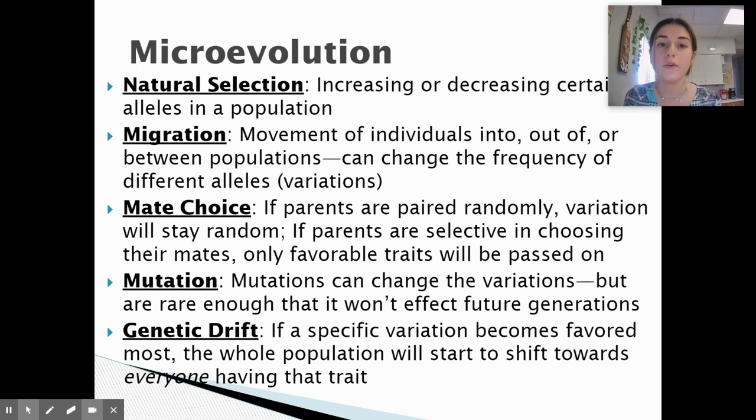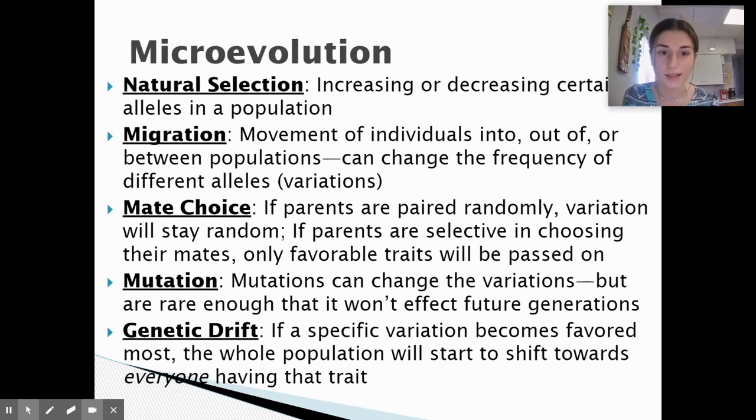Next, we have migration, which is the movement of individuals into, out of, or between populations. This can change the frequency of different alleles or variations. If individuals that have a certain trait move into a population, then the frequency of those alleles can increase. But if those individuals leave a population, then the frequency of those alleles will decrease. So depending on who is in that population at that time, the frequency of certain alleles can change.